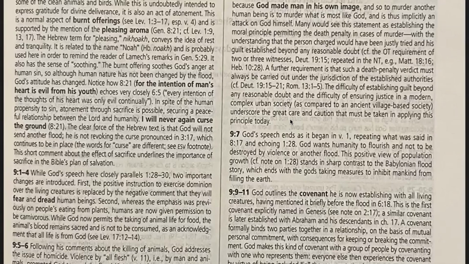God's speech ends as it begins in verse 1, repeating what was said in chapter 8, verse 17, and echoing chapter 1, verse 28. God wants humanity to flourish and not to be destroyed by violence or another flood. This positive view of population growth, cross-reference note on chapter 1, verse 28, stands in sharp contrast to the Babylonian flood story, which ends with the gods taking measures to inhibit mankind from filling the earth.